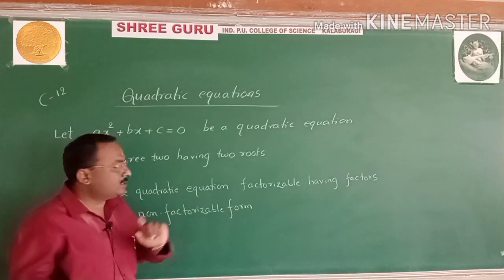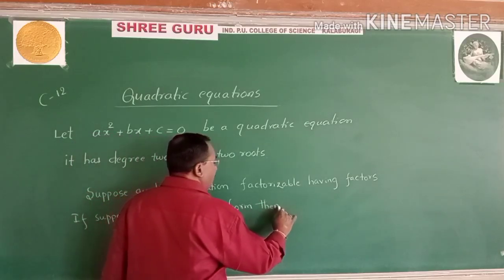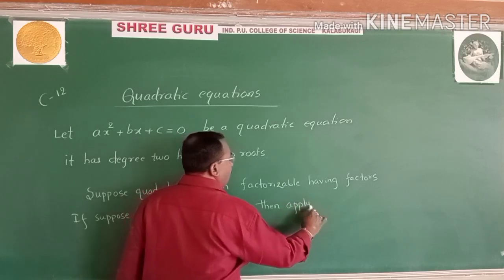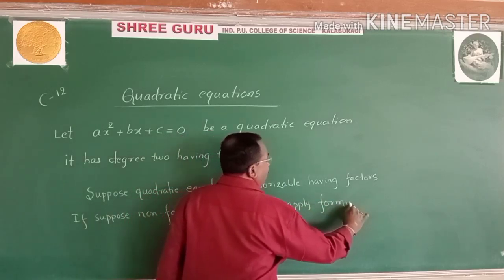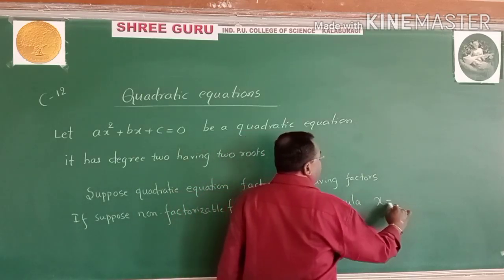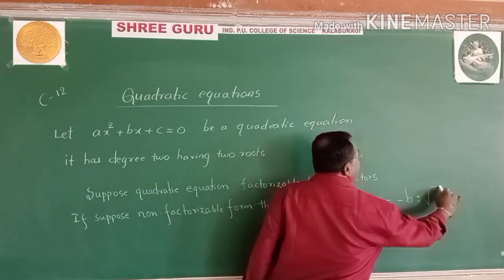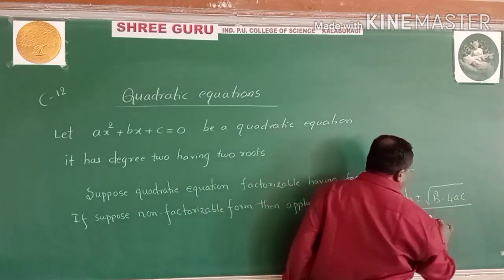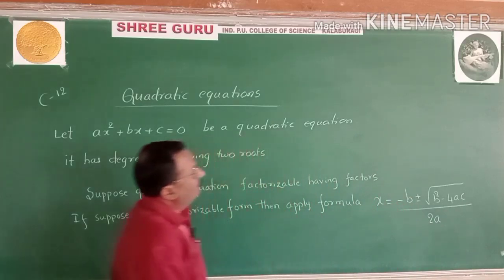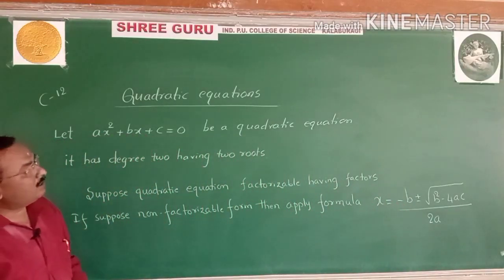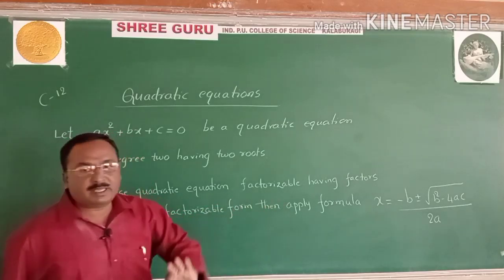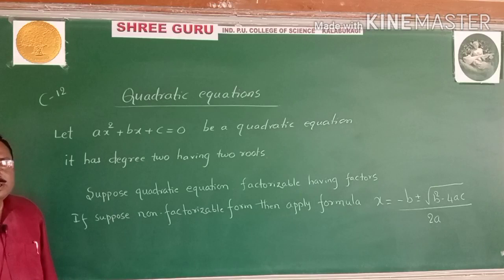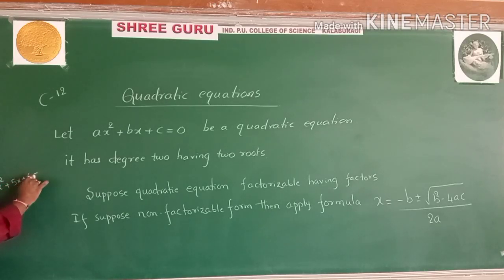apply the formula x is equal to minus b plus or minus square root of b square minus 4ac divided by 2a. This is the formula.